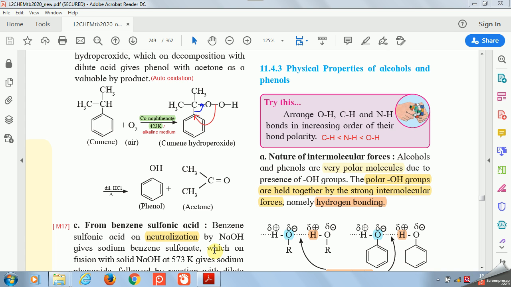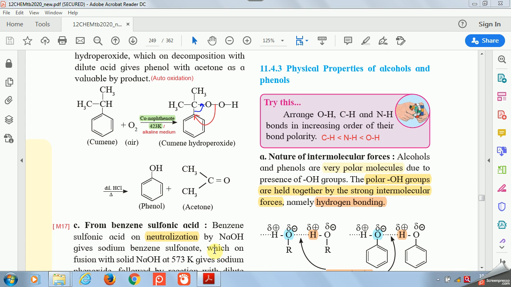So one simple rule is that as we move from left to right in the periodic table, electronegativity goes on increasing. So carbon is least electronegative among this group. Carbon is less electronegative than nitrogen. Nitrogen is less electronegative than oxygen, because in this order these elements are placed in the periodic table.